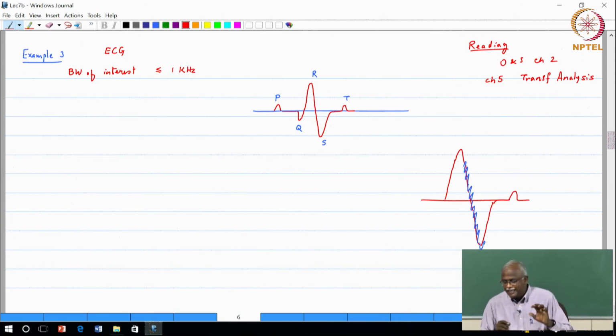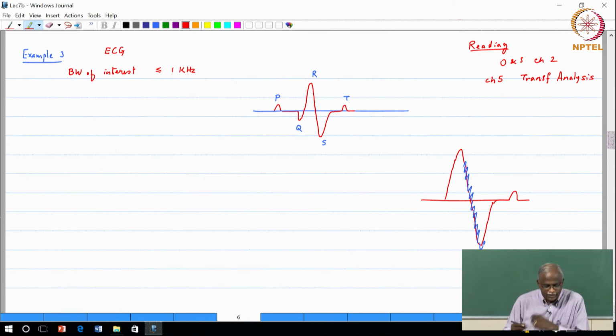But there is one in-band impairment which is very, very common in ECG signals, that is what is shown in the blue on the right hand side. Anyone guess what it is? 50 hertz interference. So, basically there is a superposition of 50 hertz which is your AC supply, and occasionally there could be harmonics of the 50 hertz. You may have 100 hertz, 150 hertz as well.